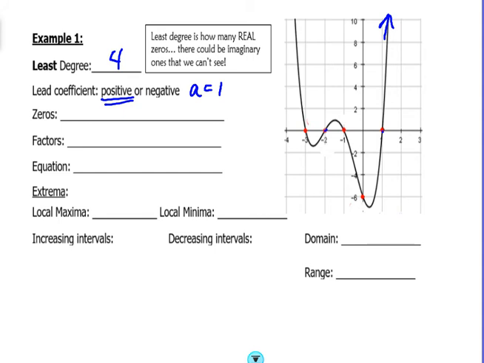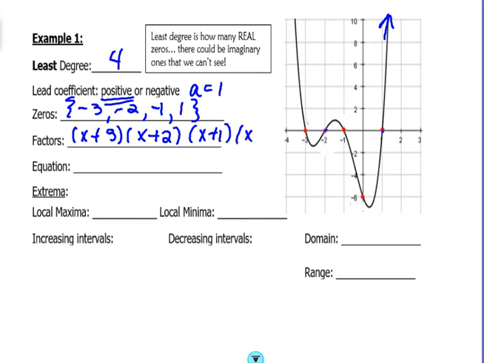Alright, our zeros. Every time it touches the x-axis, so at -3, -2, -1, and then again at 1. Let's turn these into factors. If x equals -3, the factor is x plus 3, then x plus 2, x plus 1, and x minus 1. Now to make this equation, we can either leave it in intercept form, where remember I told you our A is 1, or we can multiply it out and put it in standard form.